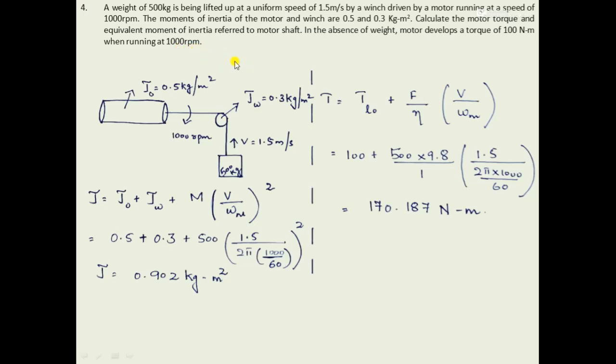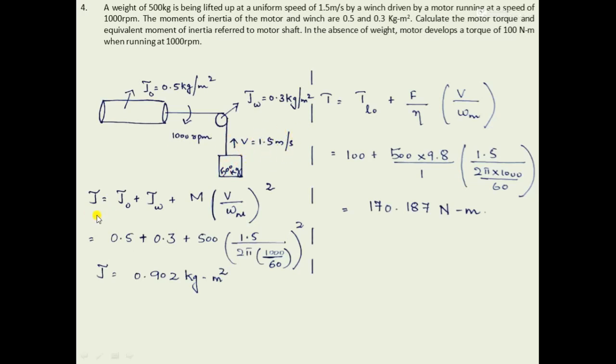Whenever such problems are asked, it's better to draw a simple diagram so that it will be easy for you to write down the standard relations. In this diagram, the motor is represented here and the winch is shown here. This is the weight system, which has translational motion with a linear velocity of 1.5 meter per second.